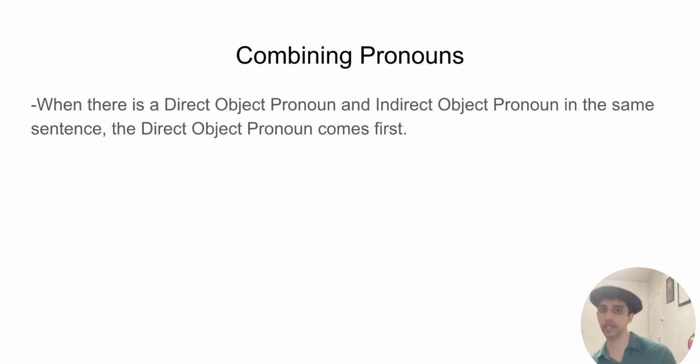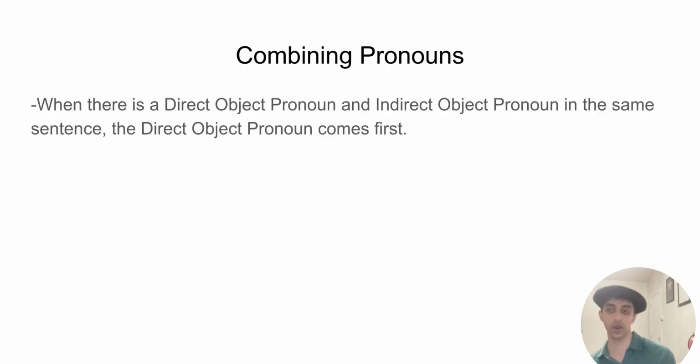Okay, now on to combining pronouns. Again, this is quite complex. It's something that students do or sometimes do learn for GCSE and iGCSE, but it's one of the harder aspects of French grammar, and can definitely take some time to get your head around. Combining pronouns refers to when you have two different kinds of pronouns within the same sentence. So when there is a direct object pronoun and an indirect object pronoun within the same sentence, they must follow a specific order in French.